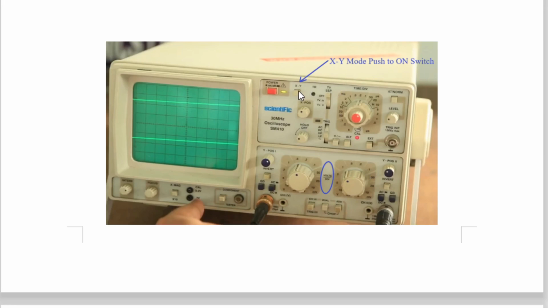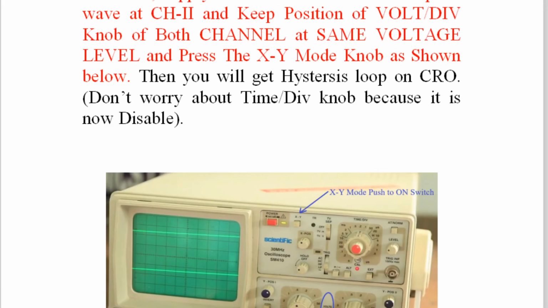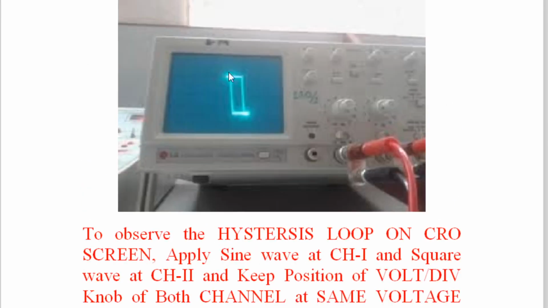As soon as you press the XY mode knob, since you have already applied the sine wave here, already applied the square wave here, and already kept both volts per division knobs at the same voltage, you will observe this type of waveform. And this is called the hysteresis loop. Otherwise, it is very difficult to observe the hysteresis loop. The CRO must be forced into XY mode.